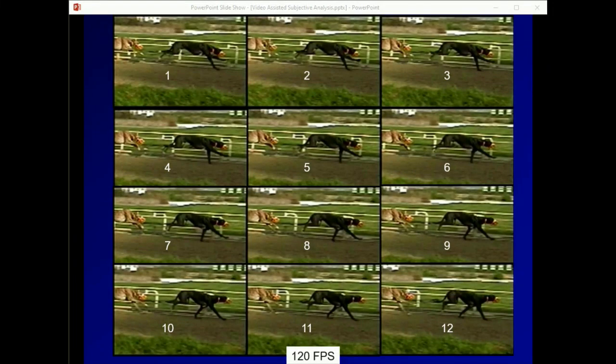This slide has a sequence of images from a video that was captured at 120 frames per second. So you can see in this sequence, if I'm wanting to analyze left front support, or the support phase of the left front limb, I got 12 images that I could use. So I'm better able to understand what's happening within the contact phase of that left front limb.